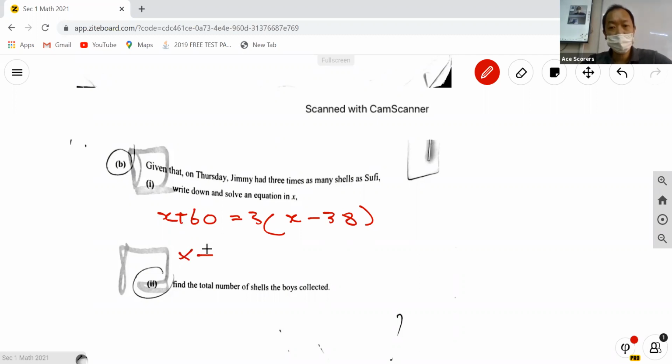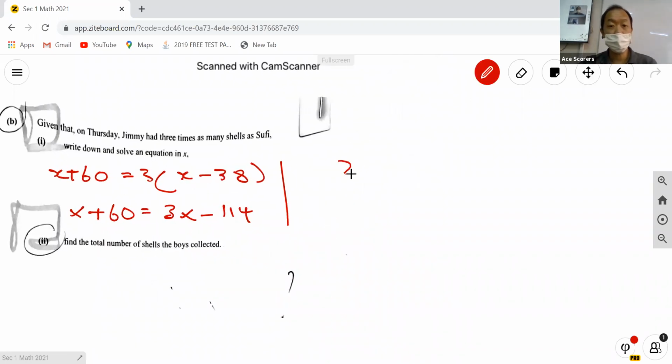So x plus 60 equals 3x minus 3 times 38, which is 114. So x goes over here, minus x, leaving 2x equals 174, so x equals 87.